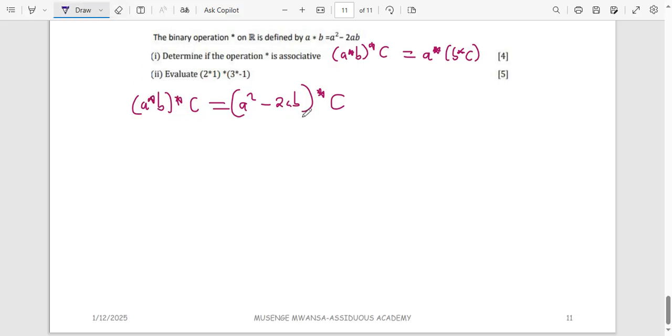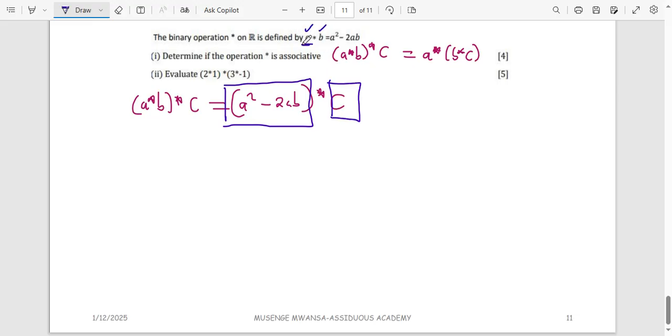Okay. Now, what this means is that the first term is a squared minus 2ab. So this whole term here is now the first term, and this is the second term. So still come here, a star b.